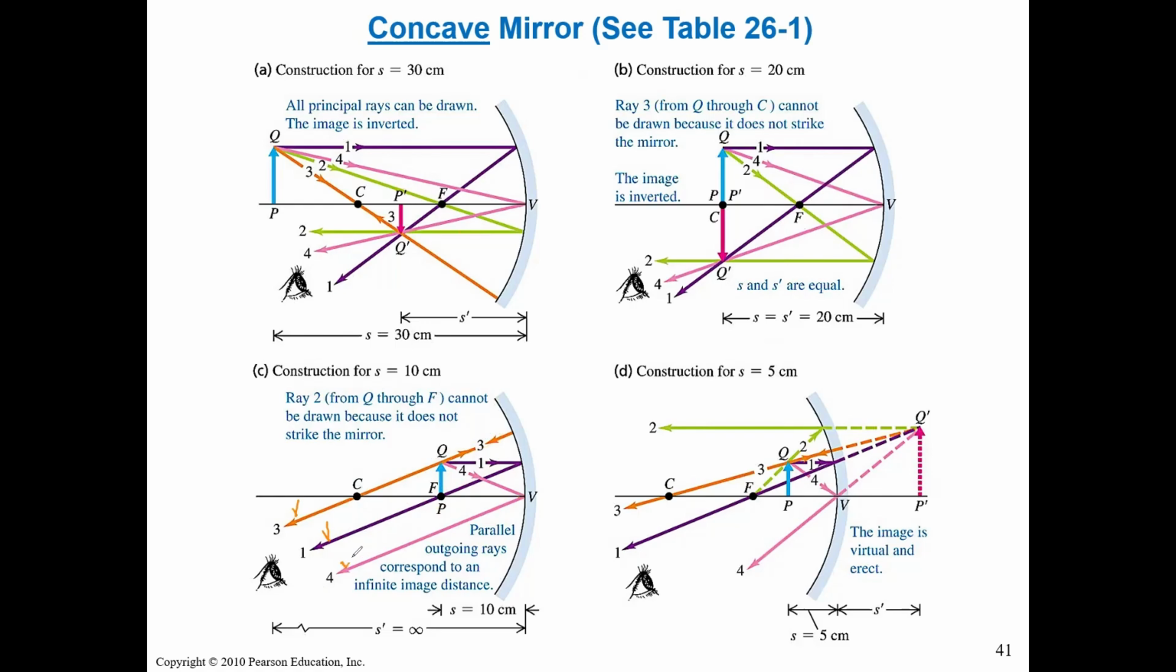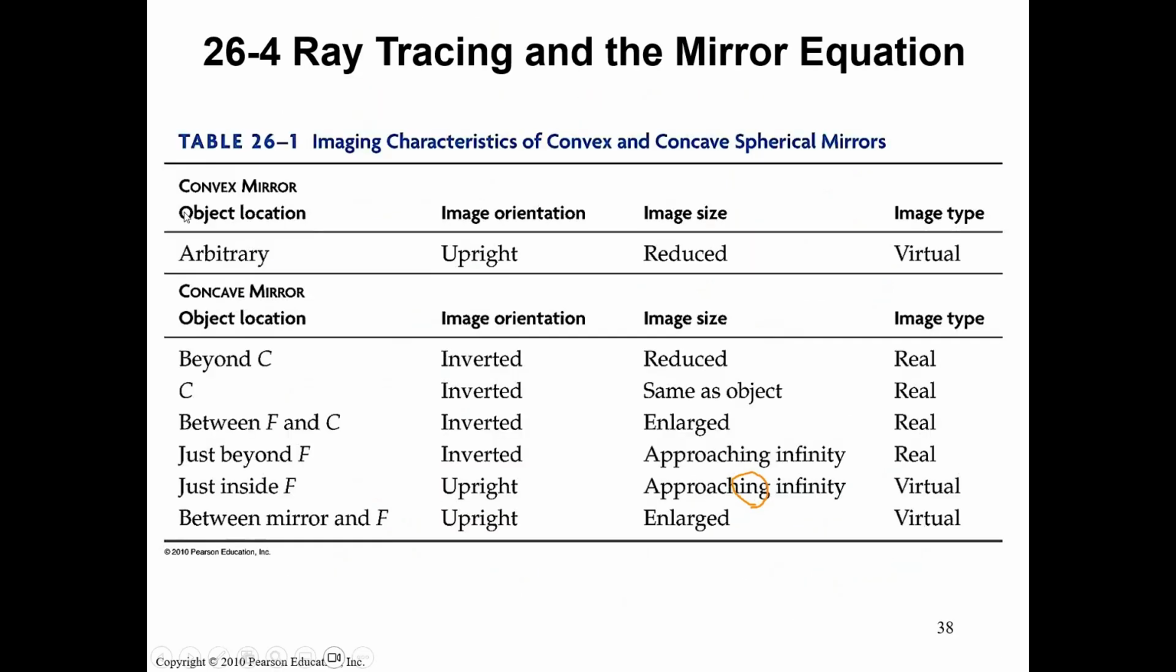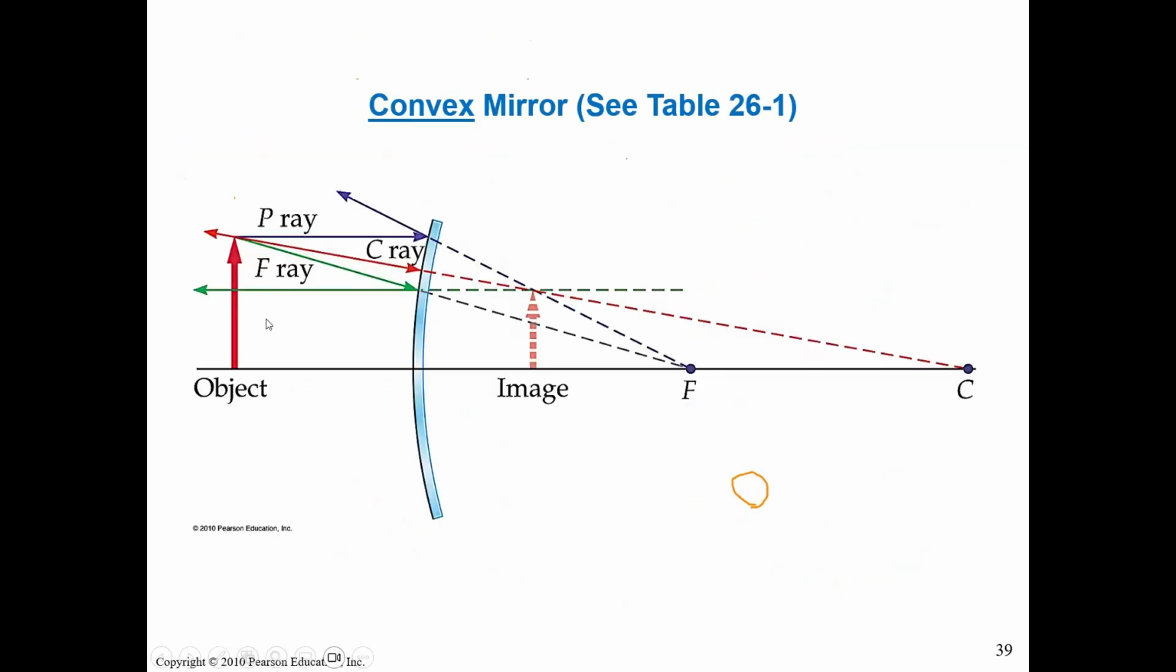So this tells us that you cannot form an image anymore if you put an object at the focal point. A more fancy way to say this is that your image is forming at an infinitely long distance, or your image distance is infinite. Now if you put the object just inside the focal point.